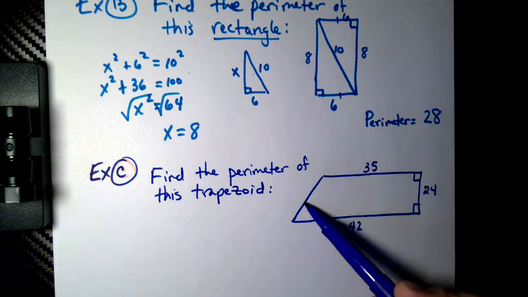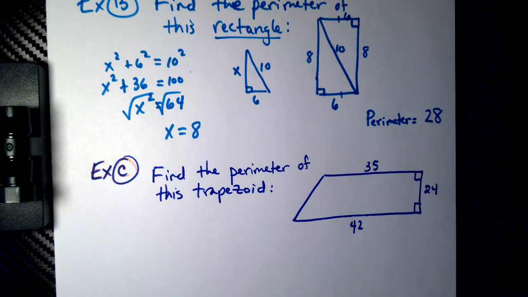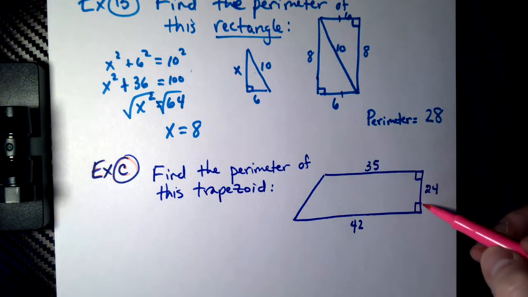So we have to find the perimeter. We have to find this missing side. And think about it for a minute. If we're in class and I say, hey, all right, guys, give me some ideas. What are we going to do? What are we going to do? These two right angles at this end are kind of a hint.